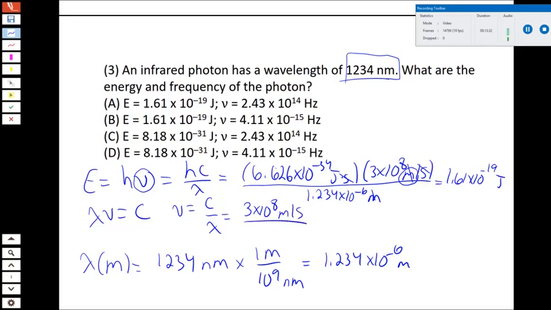And then we divide that by the wavelength, again in meters, to make sure the units cancel out properly. And what I got was 2.43 times 10 to the 14th hertz. Okay, so the only answer that has both of those is A. And like I said, it's helpful when you're doing these problems to be at least a little bit aware of typical orders of magnitude, to quickly check yourself.